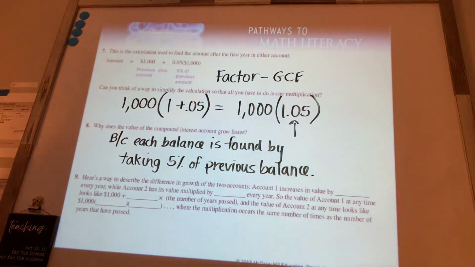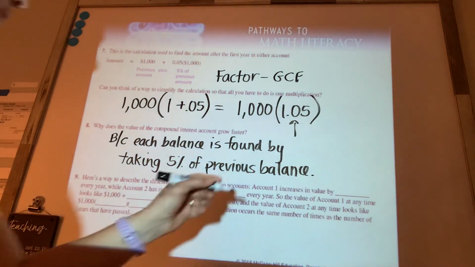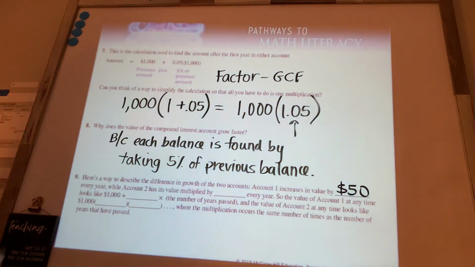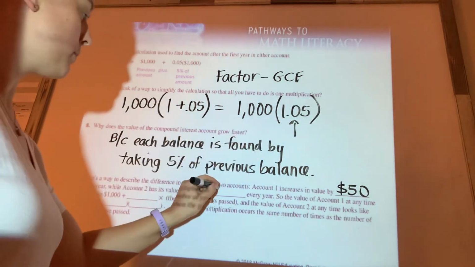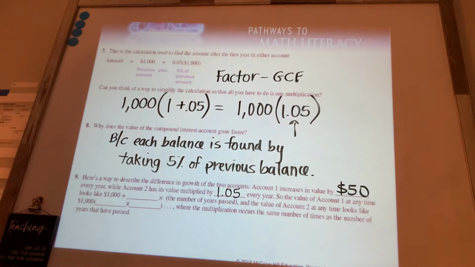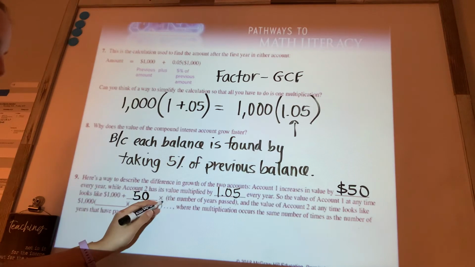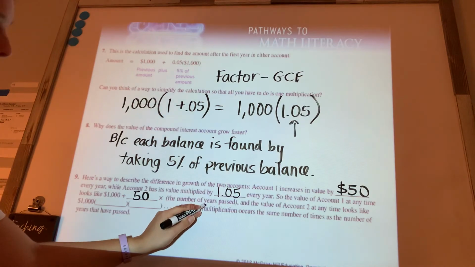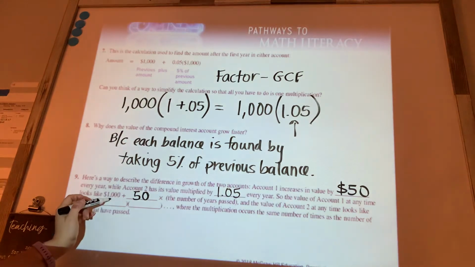Okay, number 9, here's a way to describe the difference in growth of the two accounts. Account number 1 increases in value by $50 each year. That was pretty obvious. While account 2 has its value multiplied by 1.05 every year. So the value in account 1 at any time looks like $1,000 plus 50 times the number of years that have passed. So if we wanted to figure out how much money was in the account after 20 years, we would multiply 50 times 20 and then add in the original amount, $1,000.